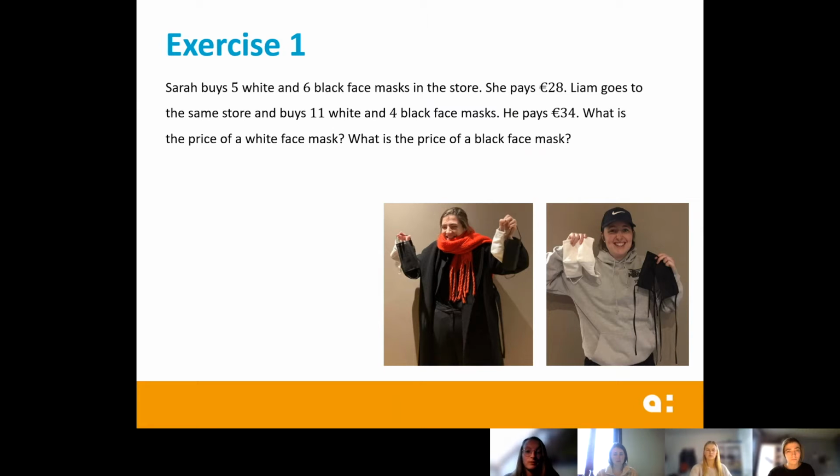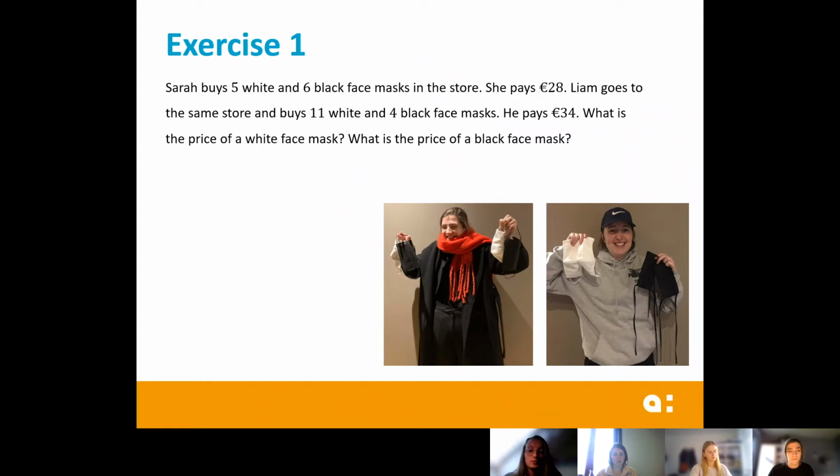Sarah buys 5 white and 6 black face masks in the store. She pays 28 euros. Liam goes to the same store and buys 11 white and 4 black face masks. He pays 34 euros. What is the price of a white face mask and what is the price of a black face mask?